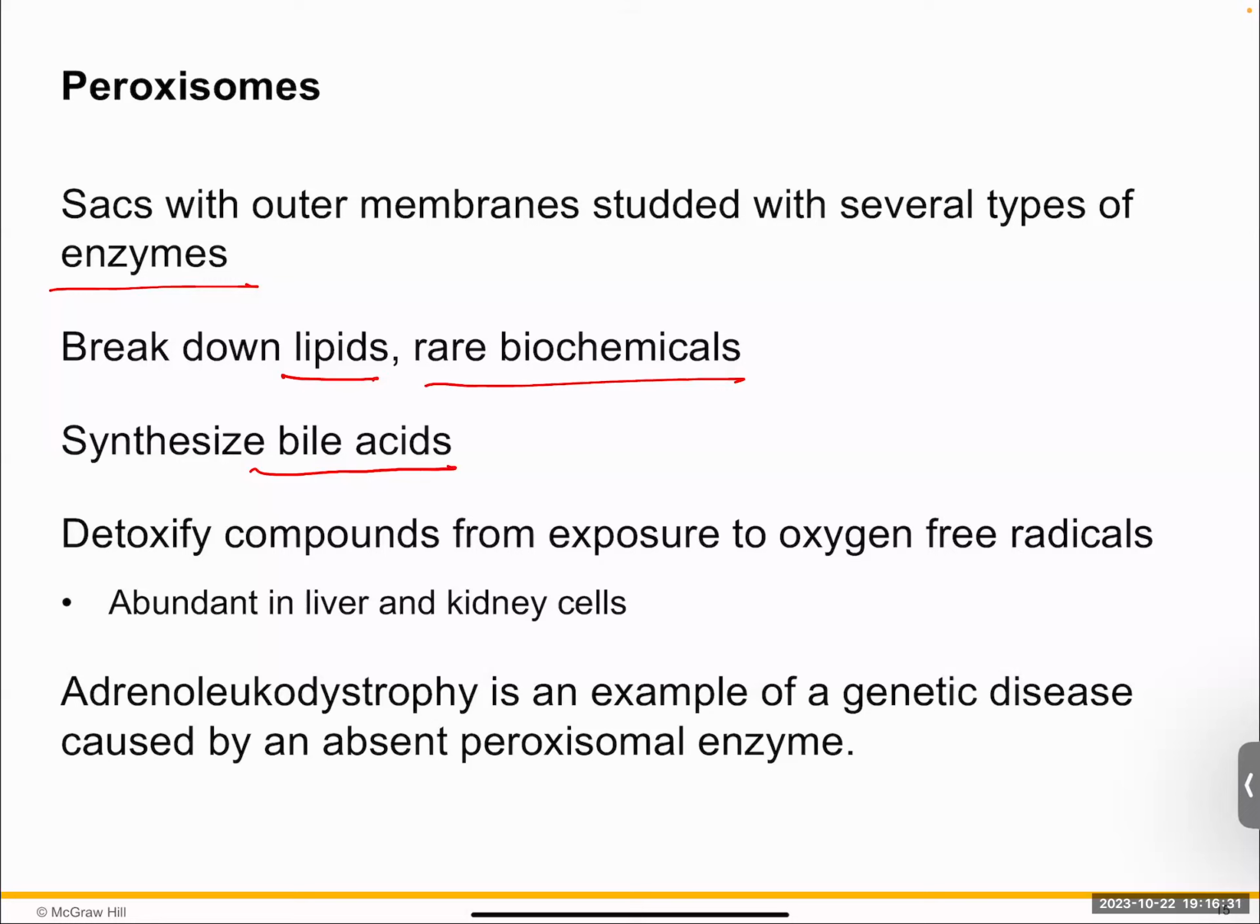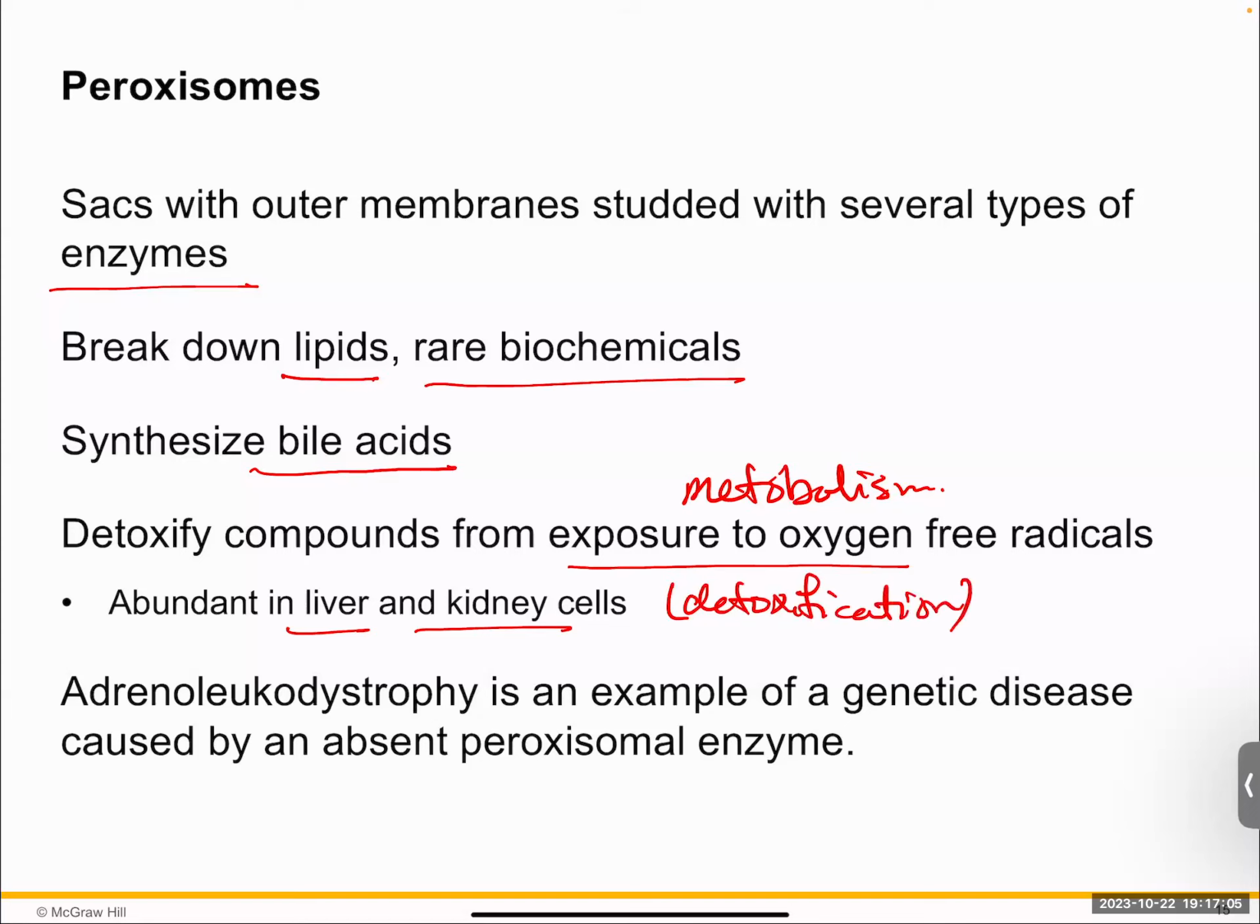They are involved in detoxification of components that are very dangerous to our survival. This is something associated with our own metabolism, so it's not something necessarily coming from outside. And they create something really healthy. There is a huge number of these in the liver and kidneys because these two organs are responsible for detoxification inside your body. So the liver and kidney are going to have a high level of peroxisomes inside their cells.